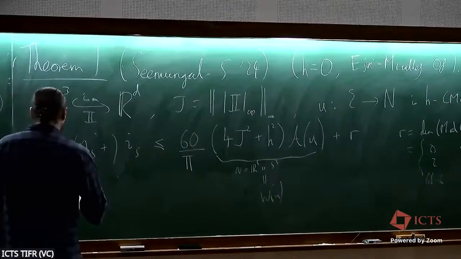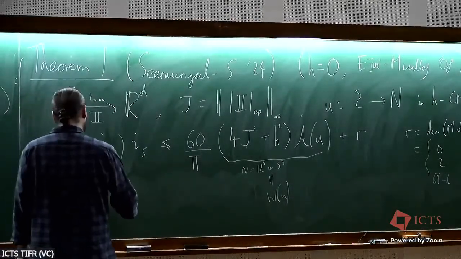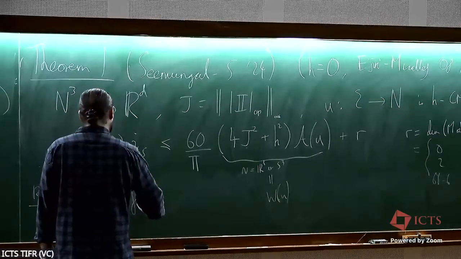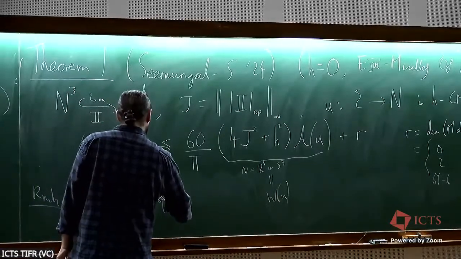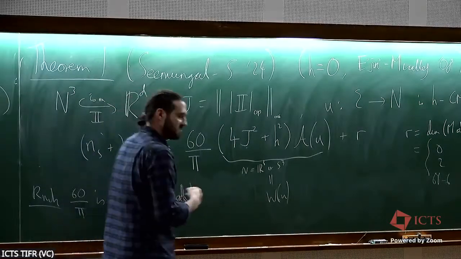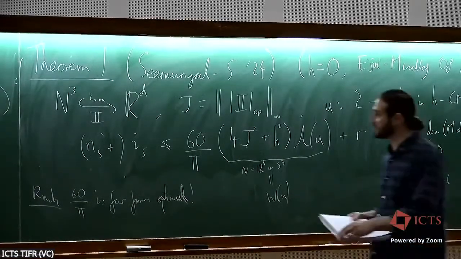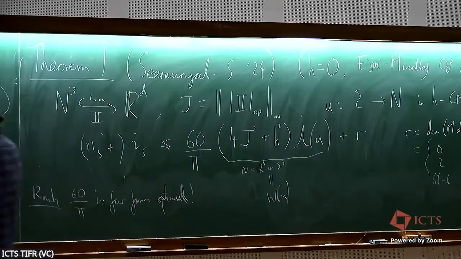On my second remark, I'm going to preempt the question: 60 over pi is far from optimal. We get an explicit estimate, but just by looking at some simple examples, like the round sphere in R3, you can see that this estimate is pretty bad. It's most likely far from optimal. I don't know for sure, but I suspect it is.